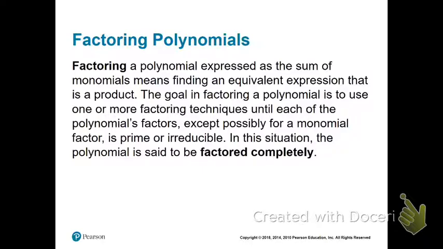a product. So we're going to take some monomials that are being added and subtracted, and then we're going to end up writing it as more than one thing being multiplied. The goal in factoring a polynomial is to use one or more factoring techniques until each of the polynomial's factors, except possibly for a monomial factor, is prime or irreducible. In this situation, the polynomial is said to be factored completely.